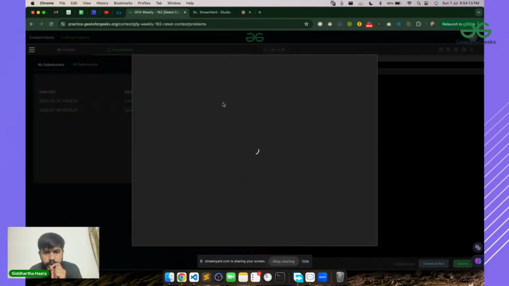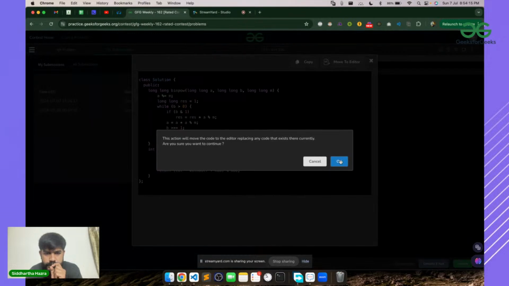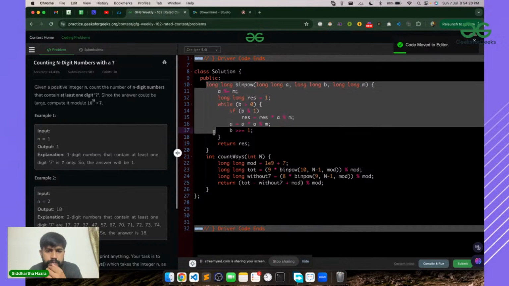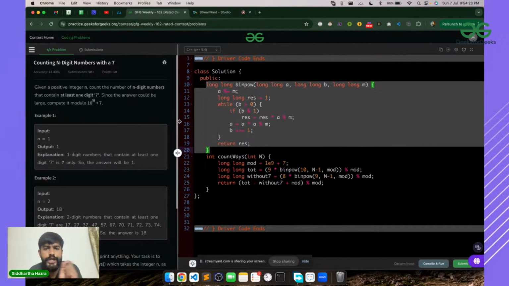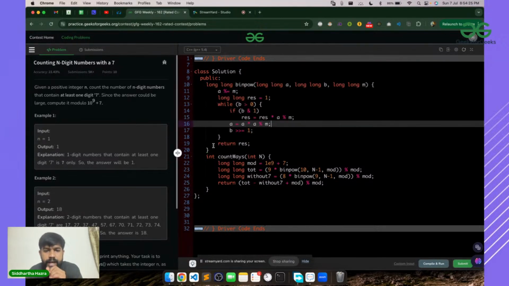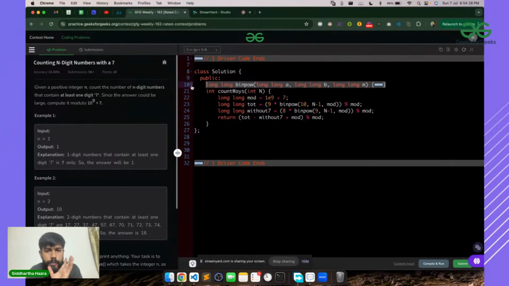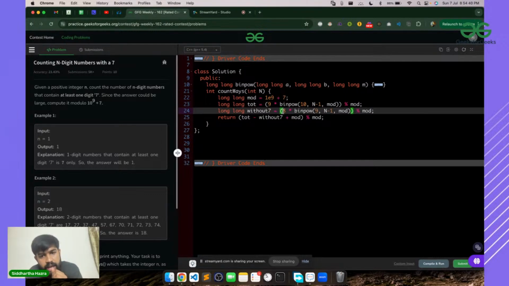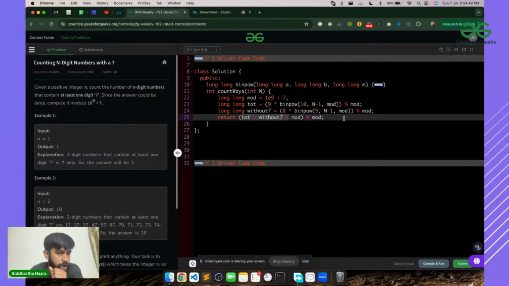So now just showing you the code at this point. This is the binary exponentiation to compute a raised to the power b modulo 10 to the power something. We are not covering this because it is out of scope. You can just learn binary exponentiation and come back. That is why here it is written 9 multiplied by 10 raised to the power n minus 1, and without 7 is 8 multiplied by 9 raised to the power n minus 1. Now we just subtract total minus without 7, and that would also give you more.